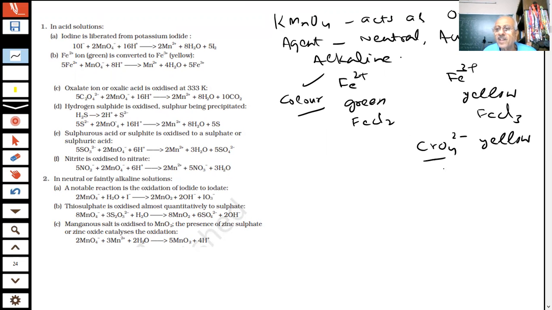But there is one chromate which is not yellow. Ag2CrO4 is not yellow. All others are yellow. This one is red in color. Silver chromate is red. All other chromates are yellow in color.